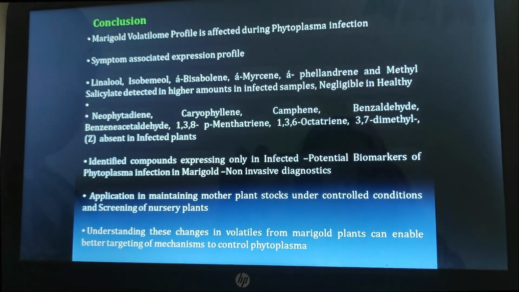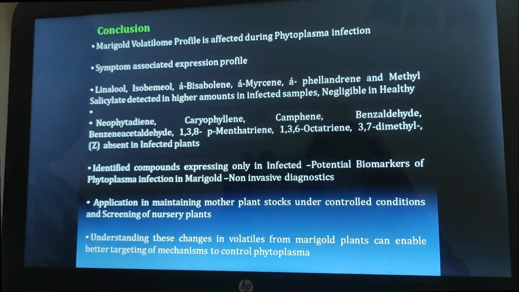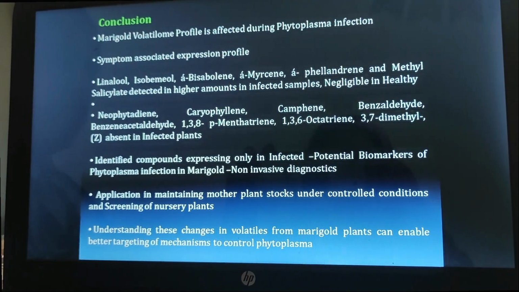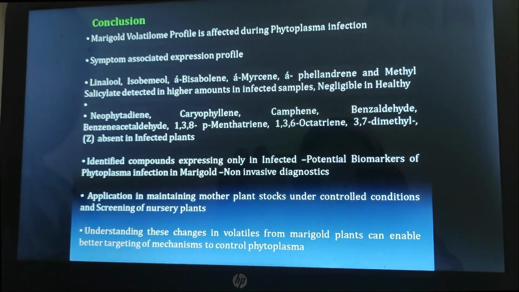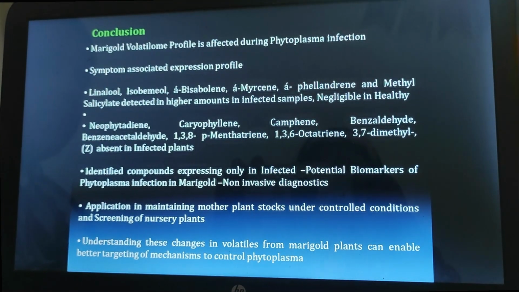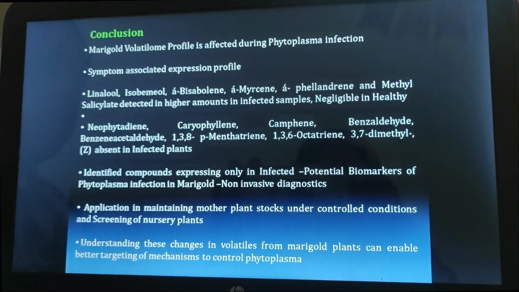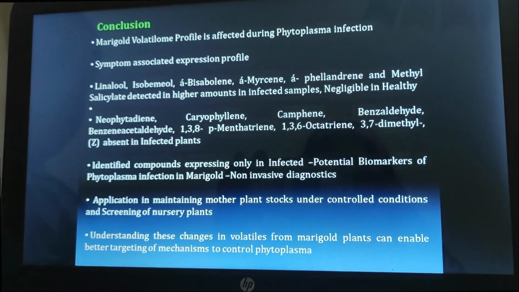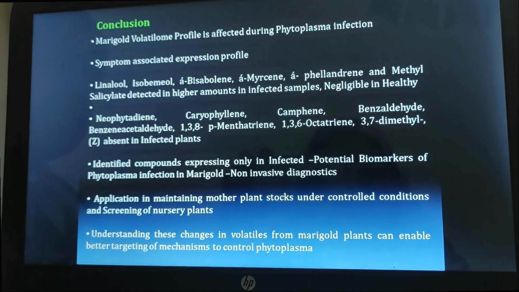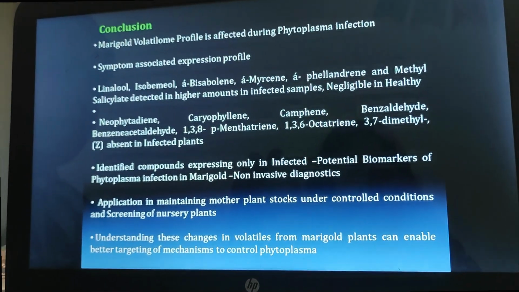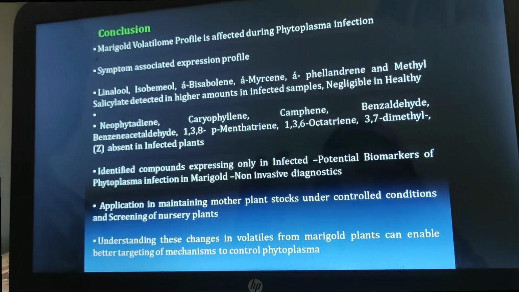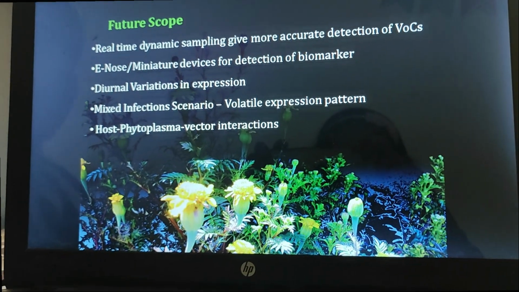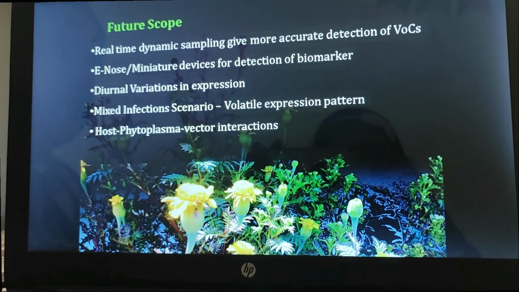And these identified compounds expressing only in infected plants have the potential to be biomarkers for identification of Phytoplasma infection in an early stage from marigold through non-invasive diagnostics technology. And this can be applied for identification of mother plant stocks as well as for screening the nursery stocks produced from the mother stock for Phytoplasma infection. And understanding these changes in the volatile profile can be used to identify mechanisms of Phytoplasma infection to employ management strategies for Phytoplasma. And in future, I have done the static sampling of the volatile compounds.